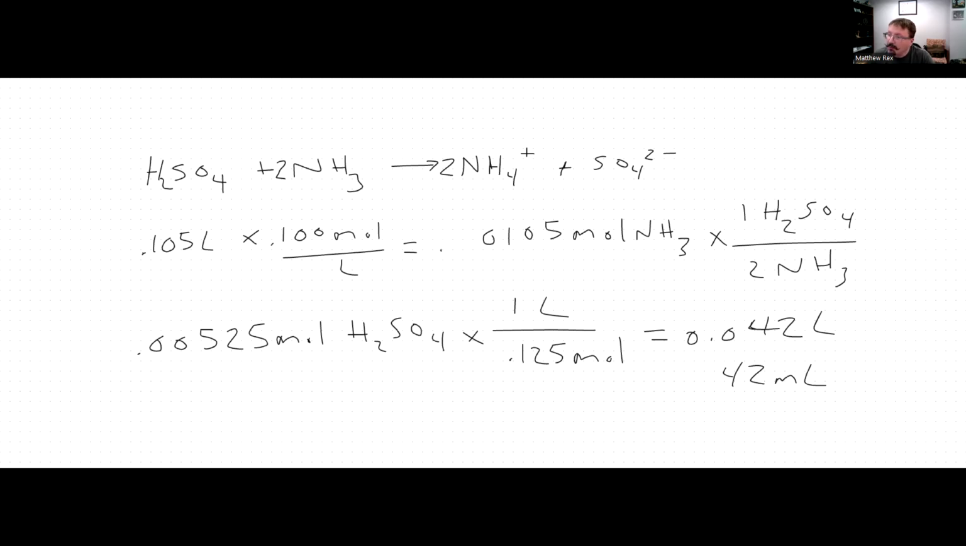All right, Ksp for calcium fluoride. So we're looking for this. We know that the molar solubility, or the concentration of this in a saturated solution, would be 2 times 10 to the negative 4 molar.